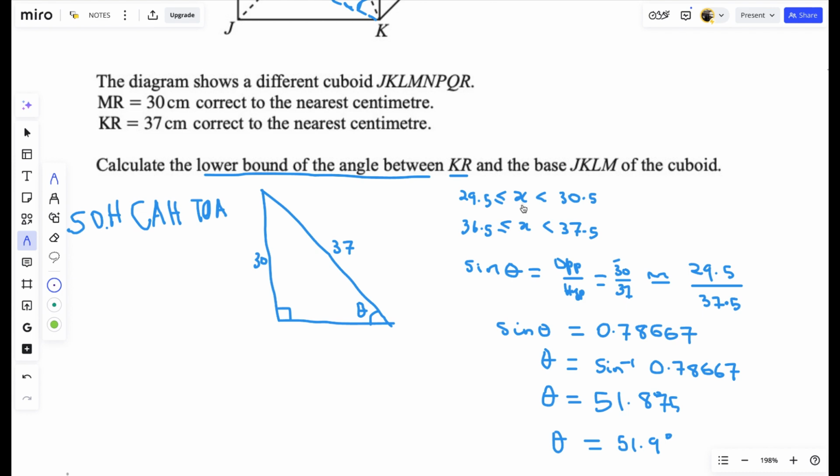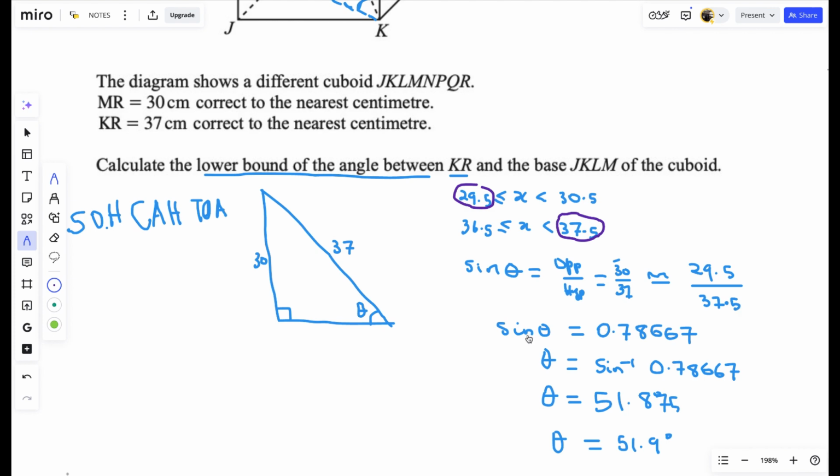Because this is a division, to get the lowest value you use the lower value of the numerator divided by the upper value of the denominator. In order to get the most lower, you use the lower of the numerator divided by the upper of the denominator. Meaning you say 29.5 divided by 37.5.